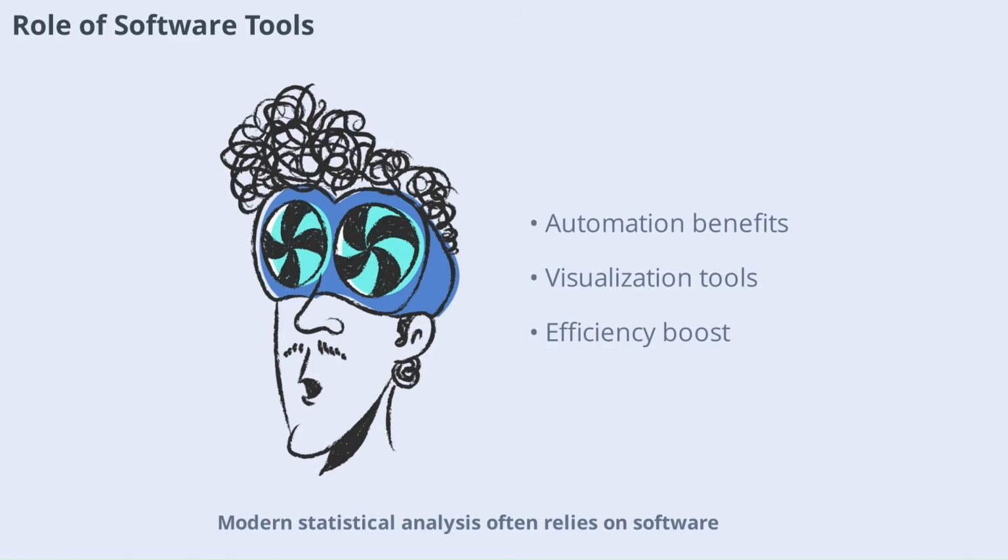Modern statistical analysis often relies on software tools to perform calculations and visualize results. Tools like Python, R, and specialized statistical packages can automate hypothesis tests, generate confidence intervals, and create confusion matrices. Familiarity with these tools enhances your efficiency and accuracy in data analysis.